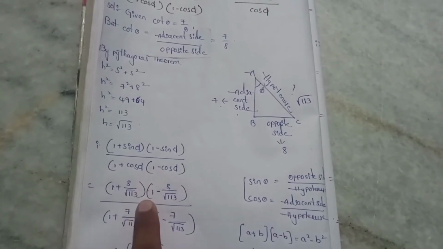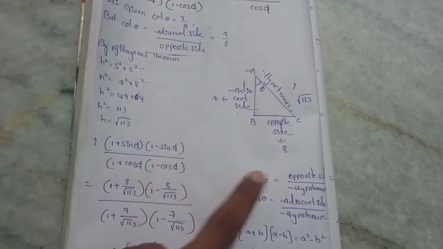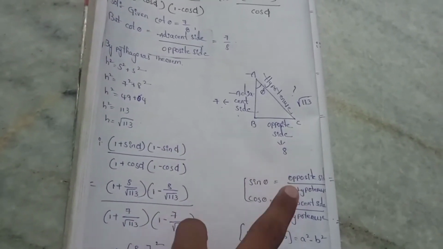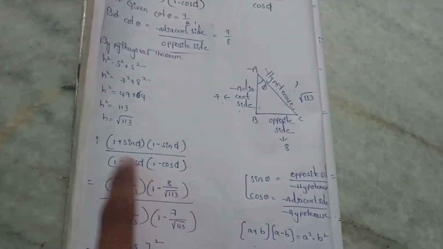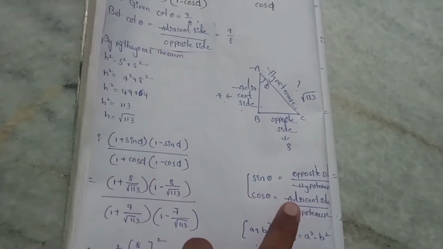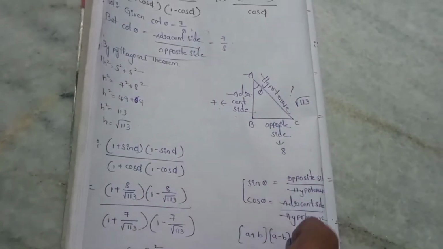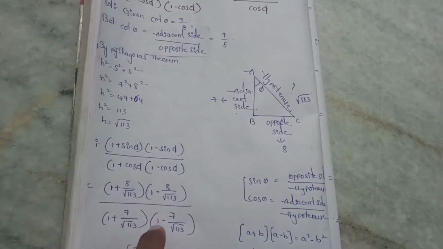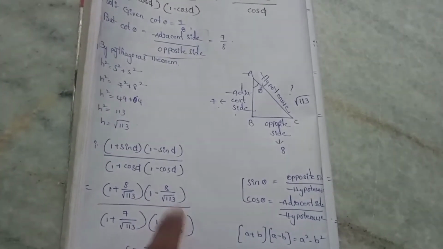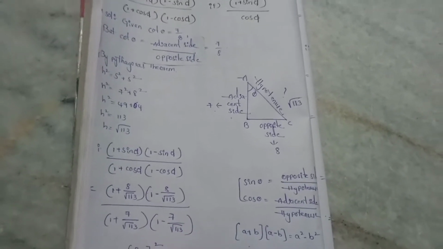Close the bracket. Next, 1 minus sin theta means opposite side by hypotenuse, so 8 by root 113. Next, in the denominator, 1 plus cos theta means adjacent side by hypotenuse. What is the adjacent side here? 7, hypotenuse root 113, so 7 by root 113, into 1 minus cos theta, which is 1 minus 7 by root 113.